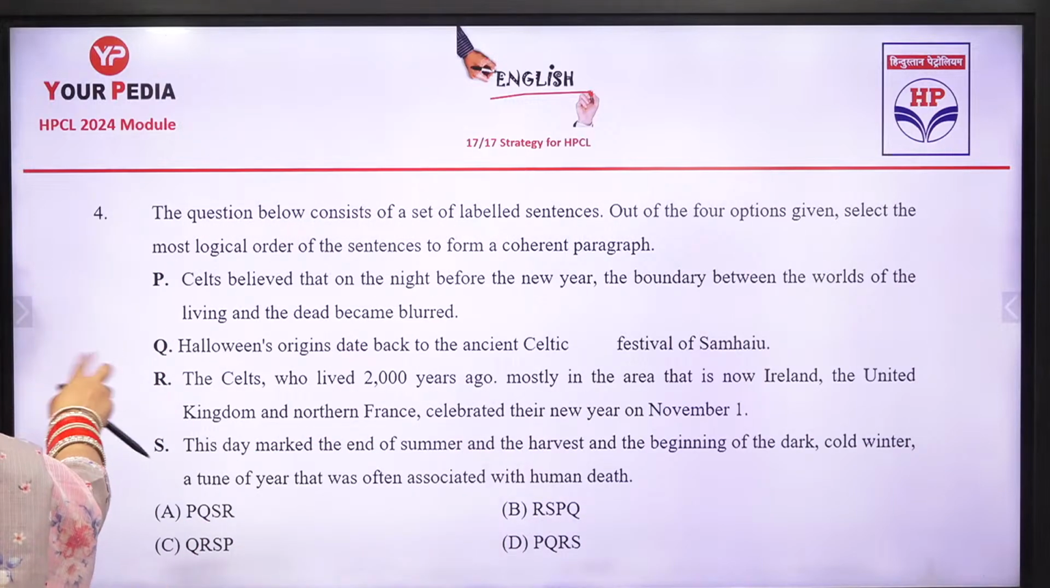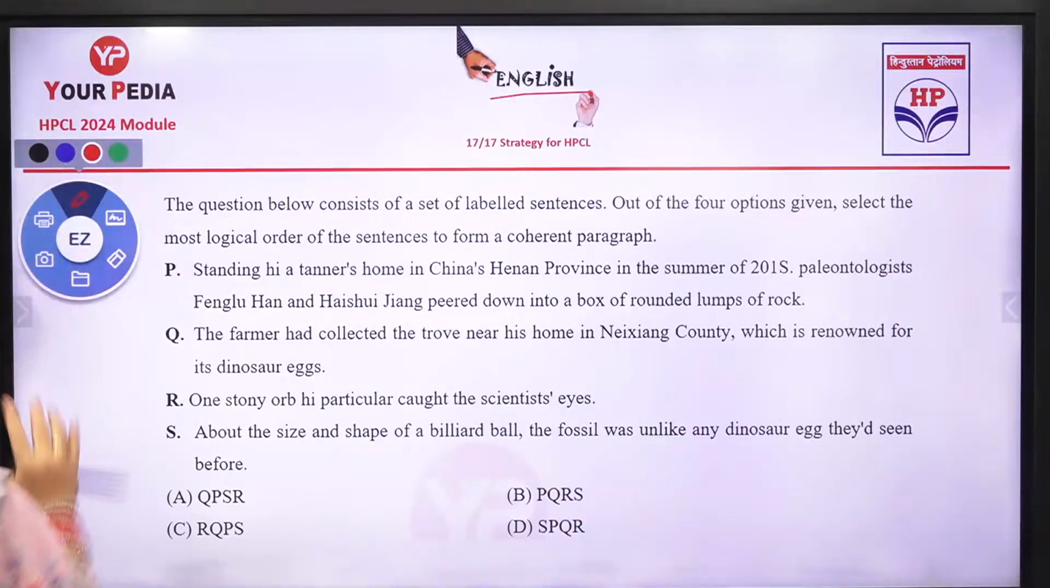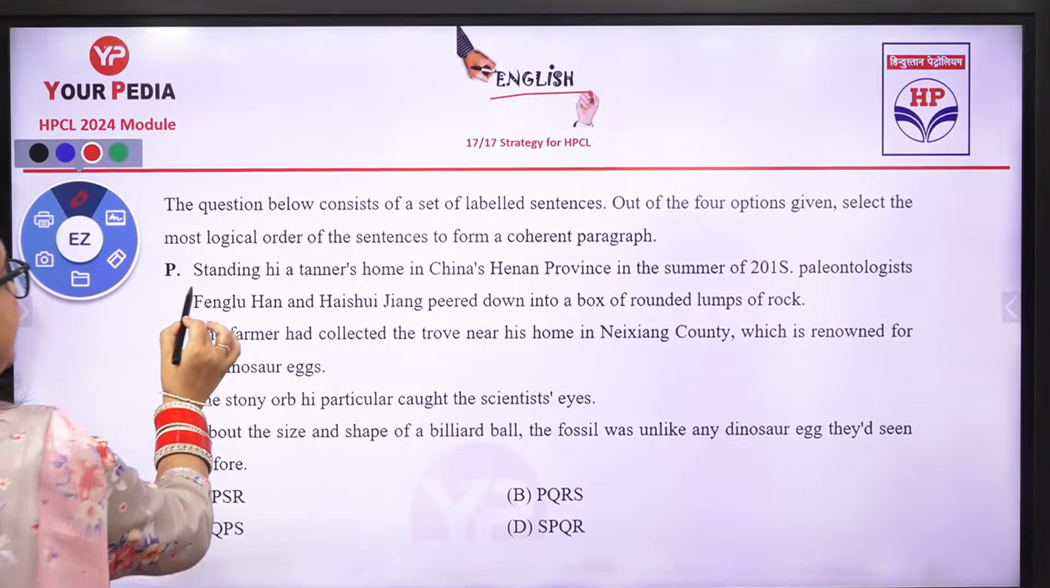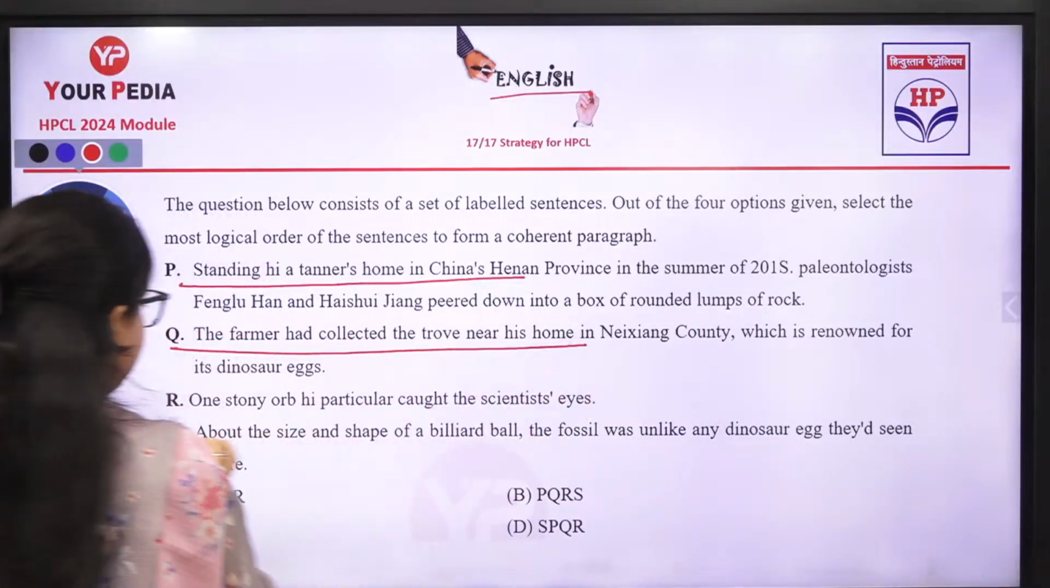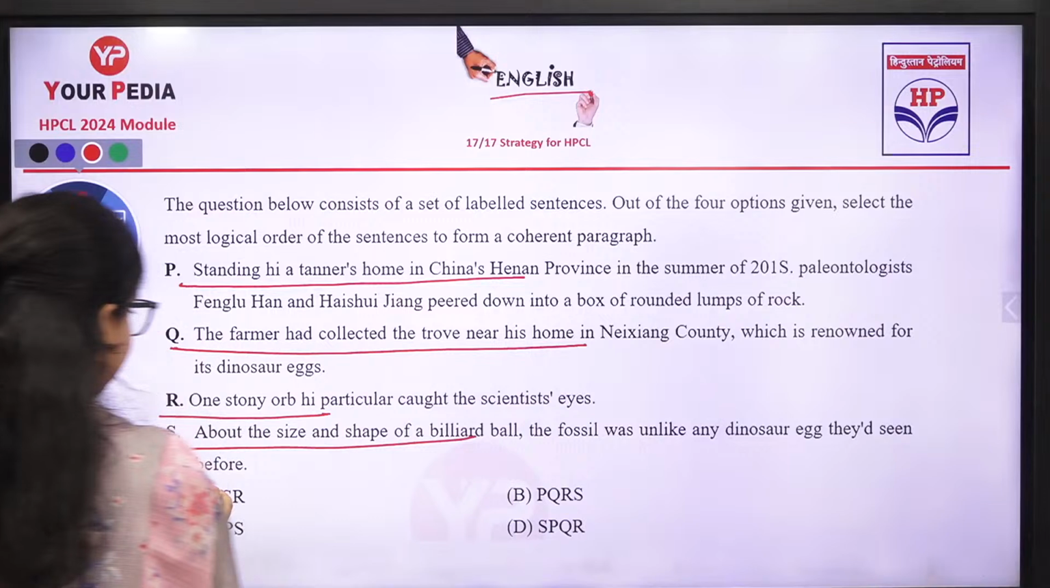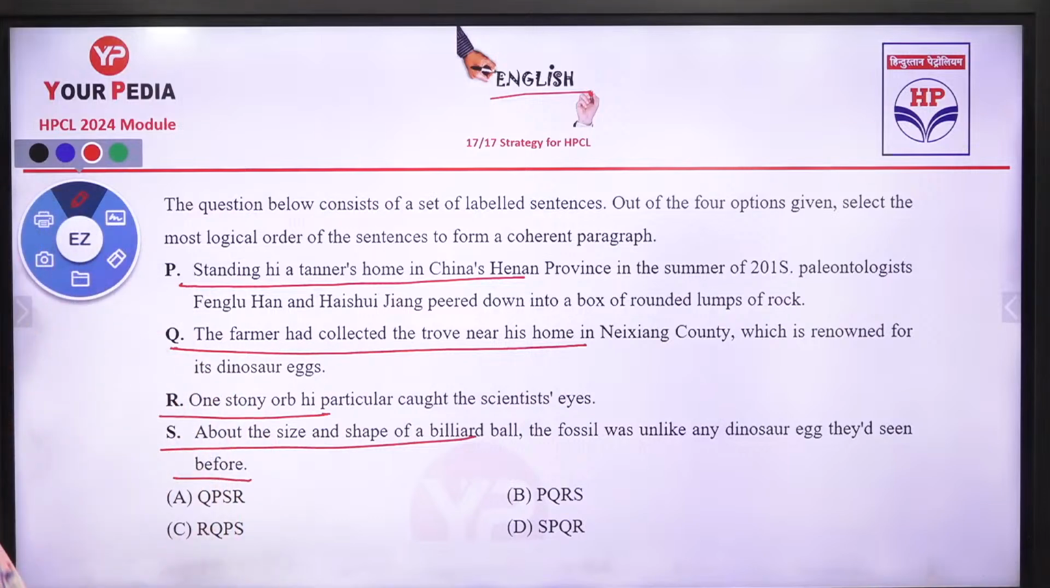Again, a jumbled one. This one is easier to do. Do it nicely now. I'll read it again for you. Same way, you have to link it out. It is standing high. A farmer had collected one stony orb about the size of this. Now, first think about the answers and then I'll help you to solve it.